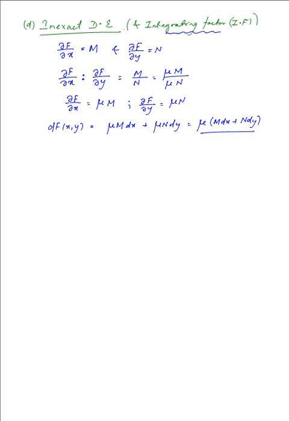Now let's determine some of the integrating factors that we can multiply. First up, we'll discuss the integrating factor by inspection. So we discuss various methods by which we obtain those integrating factors, and we first of all determine the integrating factor by inspection.